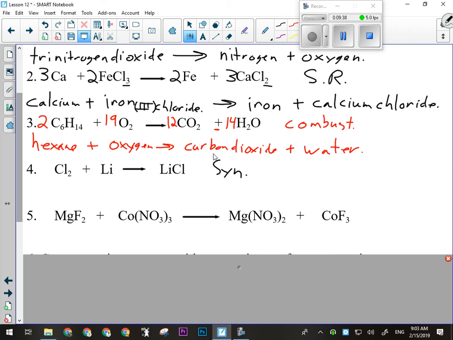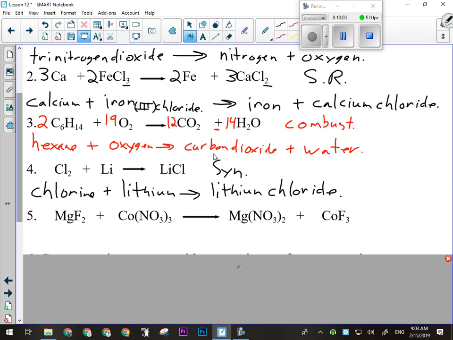Just checking to see if you remember that when I write an ionic compound, the metal's always first and the non-metal's always second, but it gets a lot of people because they forget. And I'm that guy. I'm a jerk, and I'll do that. So chlorine is reacting with lithium, and that is going to produce lithium chloride.